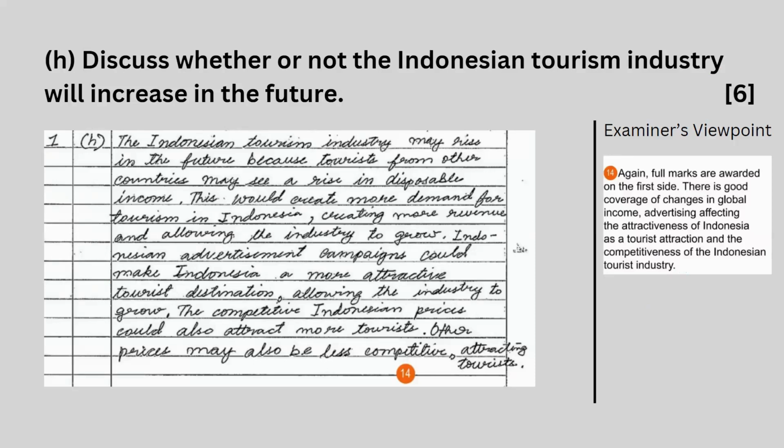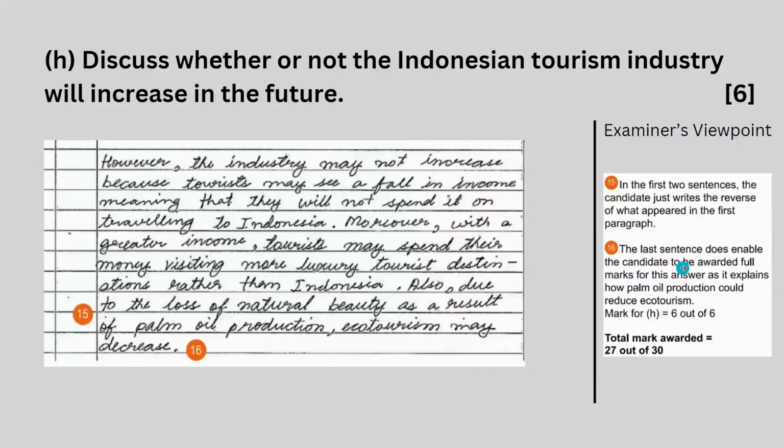There's a good coverage of changes in global income, advertising effectiveness, the attractiveness of Indonesia as a tourist attraction, and the competitiveness of the Indonesian tourist industry. This is all identified on the first side. In the second side, in the first two sentences, the candidate just writes the reverse of what appeared in the first paragraph. So in the first line, it's just the opposite mention. The last sentence does enable the candidate to be awarded full marks for this answer as it explains how palm oil production could reduce ecotourism.